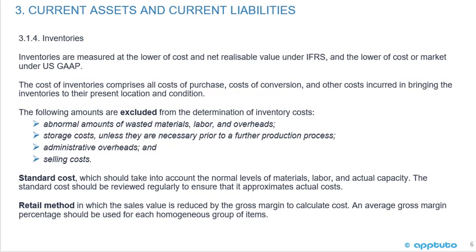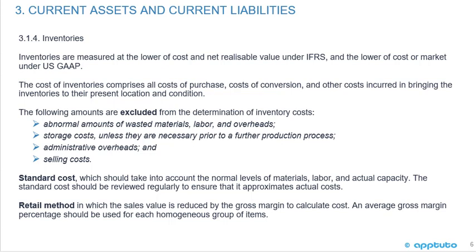The cost of inventory comprises all costs of purchase, costs of conversion, and other costs incurred in bringing the inventories to the present location and condition. The following amounts are excluded from the determination of inventory costs: abnormal amounts of wasted materials, labor, and overheads; storage costs unless they are necessary prior to a further production process; administrative overheads and selling costs. Standard costs should take into account the normal levels of materials, labor, and actual capacity. The standard cost should be reviewed regularly to ensure it approximates actual costs.